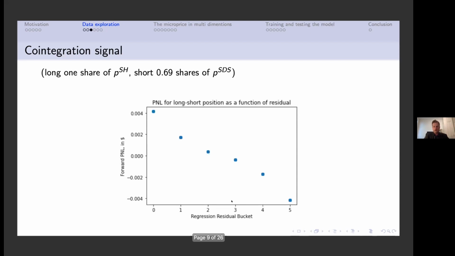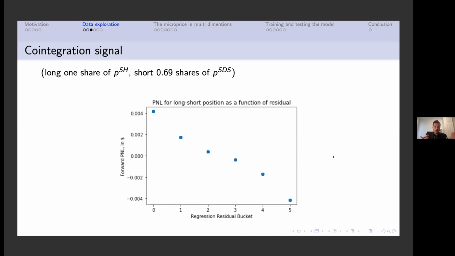And as you can see, when this residual is low, going long one share of SH and short 0.69 shares of SDS actually, on average in 5 minutes, so this is a medium term timescale, on average makes $0.004. And when the residual is high, this long short strategy on average loses $0.004. But that just means that you can expect to make revenue on the opposite of this long short strategy.